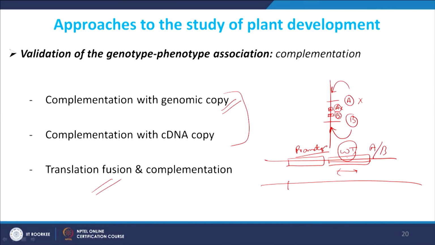Another way of doing complementation is this: you can take the promoter of the same gene and the wild type copy of the gene, and just mutate the last stop codon of the open reading frame and fuse it with some marker, which is called GFP, green fluorescent protein, or anything. So this will allow you to do two things. You can look for the complementation as well as track the protein localization. So you can also analyze where this protein is being localized, the subcellular localization.